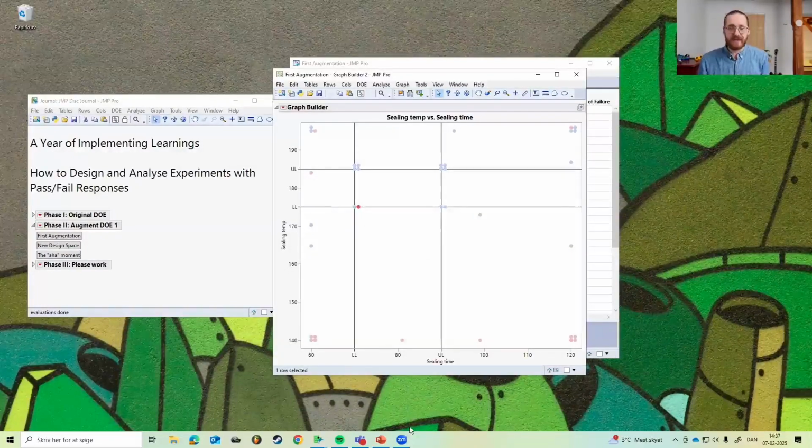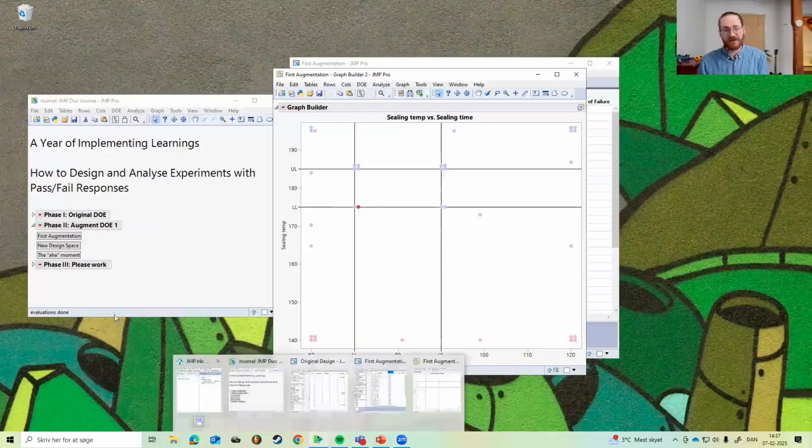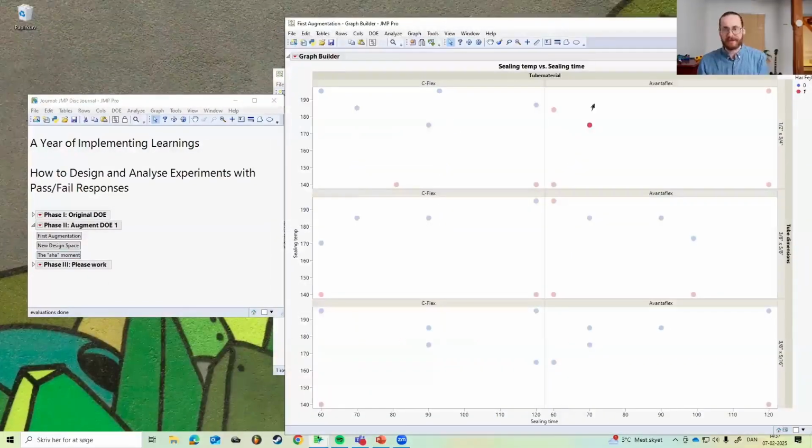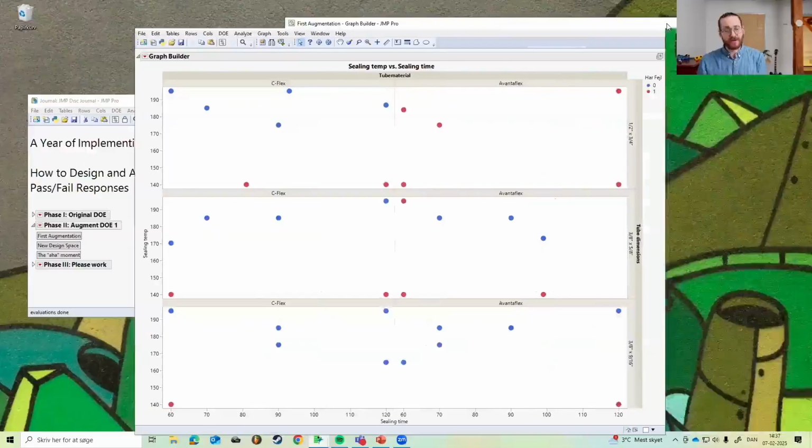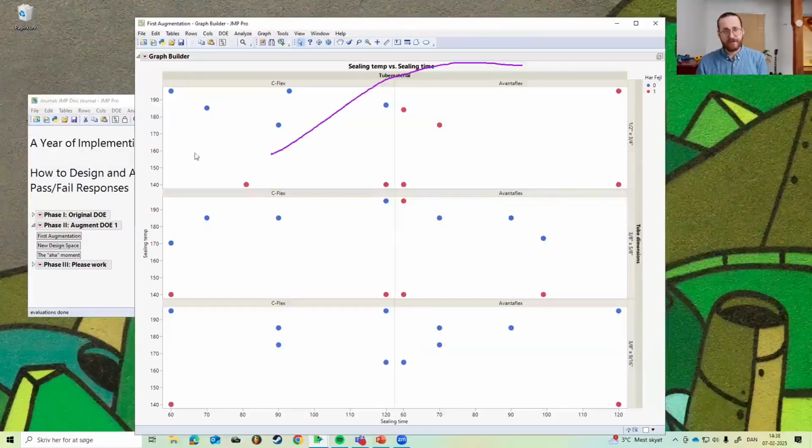While in that meeting, we played around with Graph Builder and made this plot instead. What this plot showed us is that actually most of the, so what we're looking at is temperature and time as before, but I've divided it into the material and the dimensions. So you can see C-Flex and Advantaflex, and then tube dimension, half inch, 3/8 by 5/16 inch, and 3/8 by 9/16 inch.